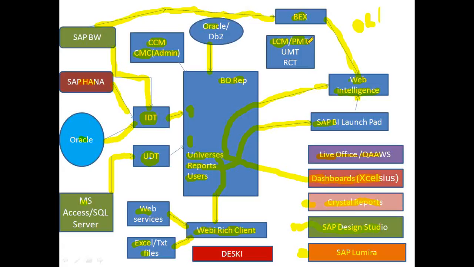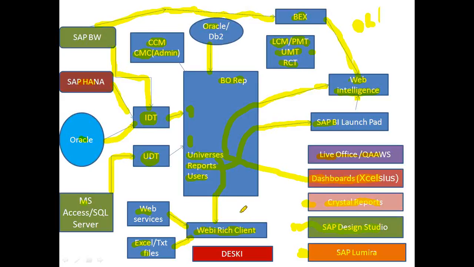With the Life Cycle Management tool in 3.x, we can release the project from dev to QA to production. With the latest version, 4.1, it is called the promotion management tool, and it is integrated with the CMC tool. We can release the project from dev to QA to production using the promotion management tool. And with the upgrade management tool, you can migrate the 3.1 reports to 4.1. That will be covered.